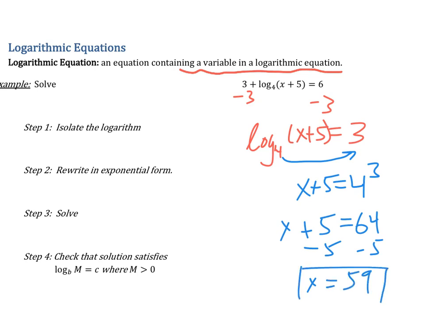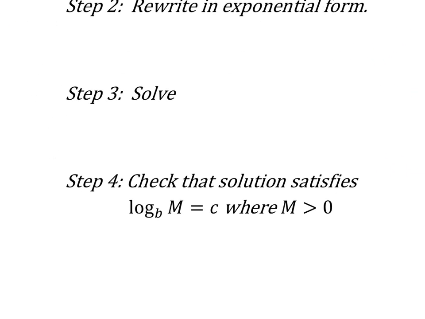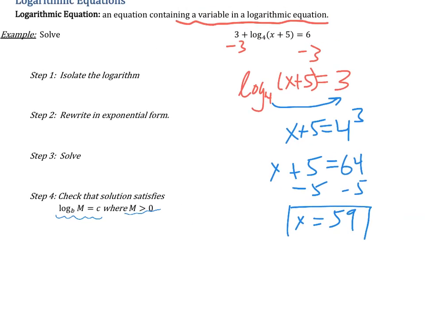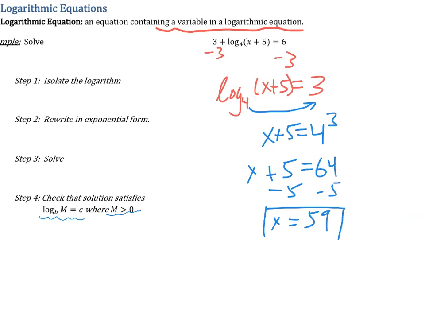Okay, now we do have to check this here because of the domain of a logarithm. If we have a logarithm, the stuff inside must be greater than 0. You cannot take the log of 0. You cannot take the log of a negative number. So we have to check. Here we got an answer of 59. So the question is, does 59 work for this problem?